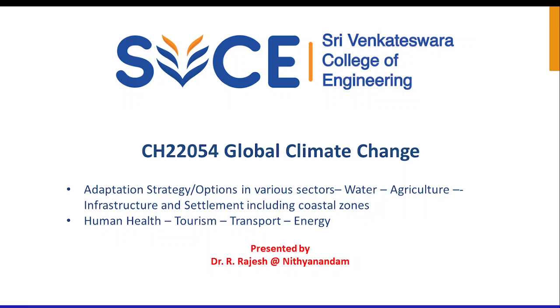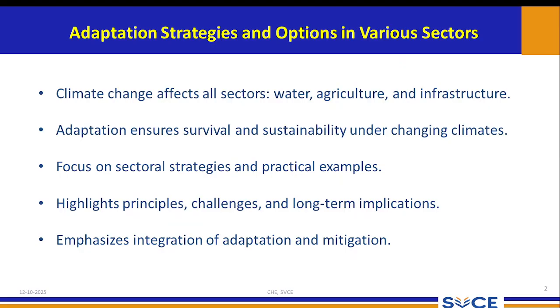Students, today we are going to see the fourth unit, first subtopic: adaptation strategy options in various sectors like water, agriculture, infrastructure, and settlement, including coastal zones. And also, we are going to see the second subtopic of Unit 4: human health, tourism, and transport energy.